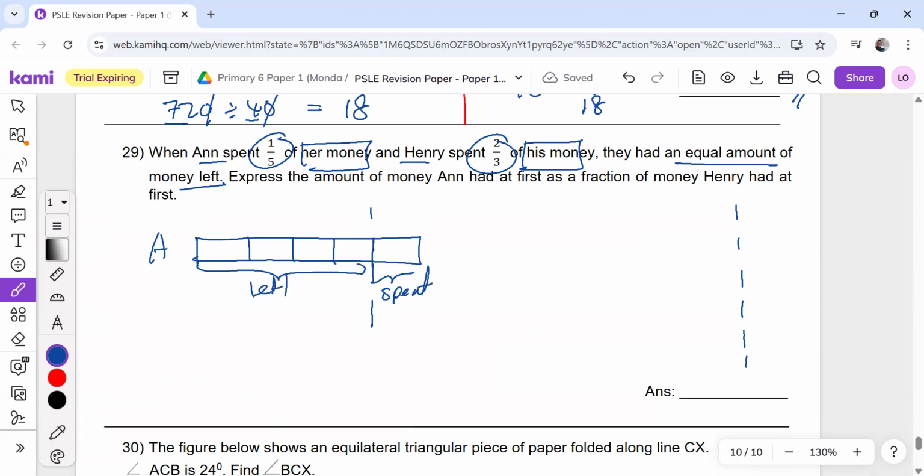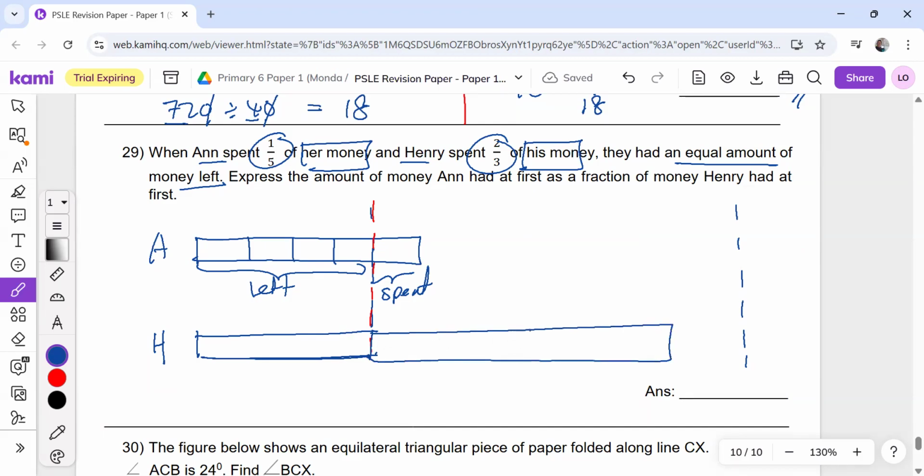And how come it now has a dotted line? Because there's something equal to something. And what is that something? The money they have left is equal. So now can we draw Henry's money left? Henry spent two-thirds, then he must have one-third left. See? That's how you draw the model. Then you must draw another two boxes because he spent two-thirds and now he has one-third left. So do you understand how to draw this simple model?